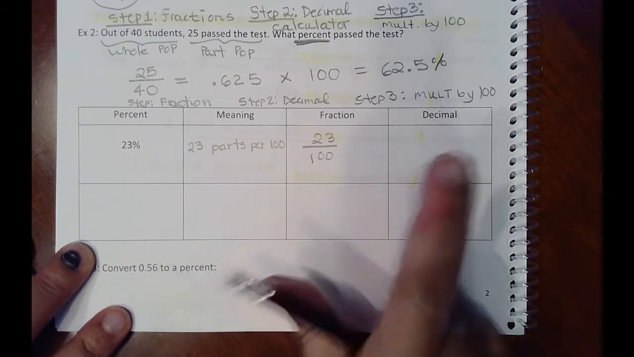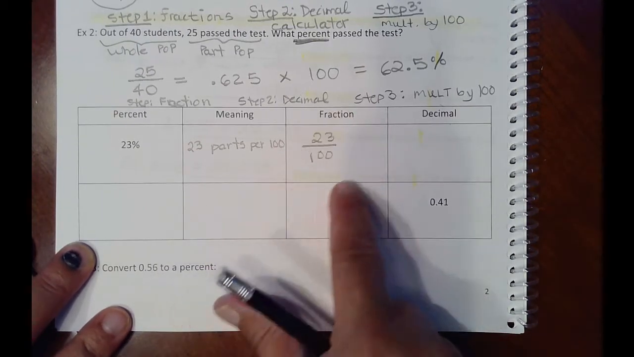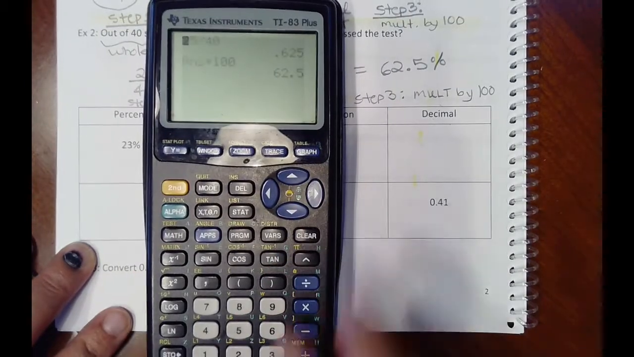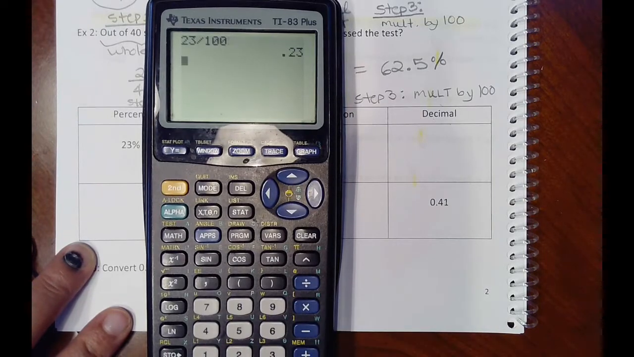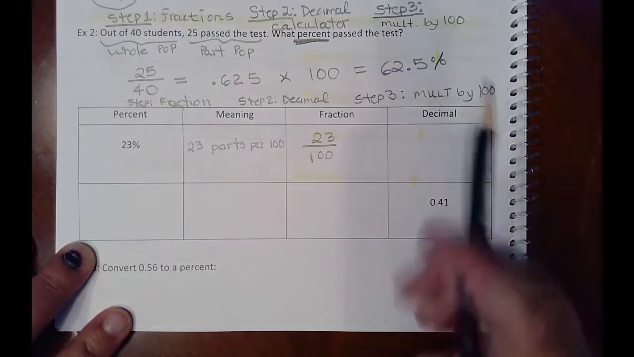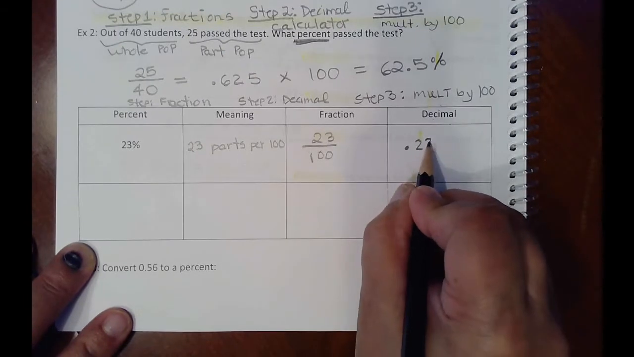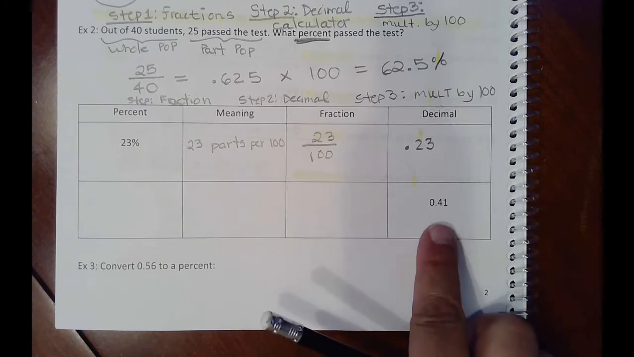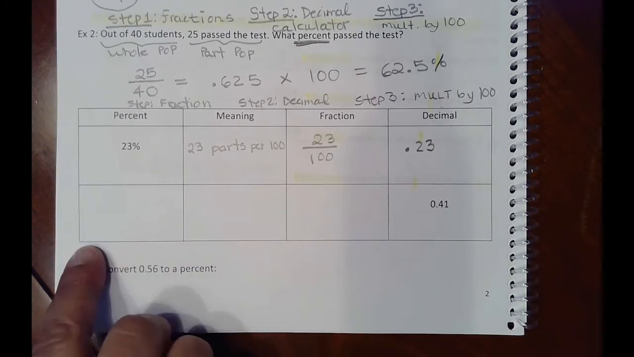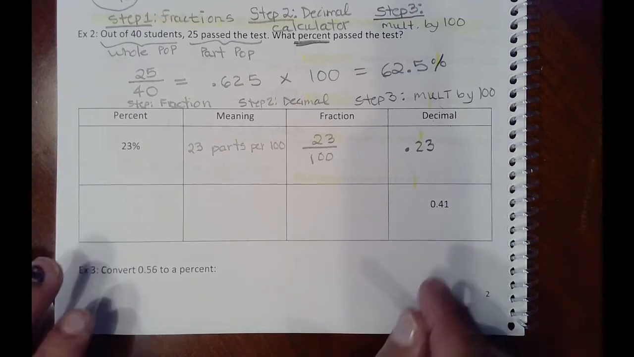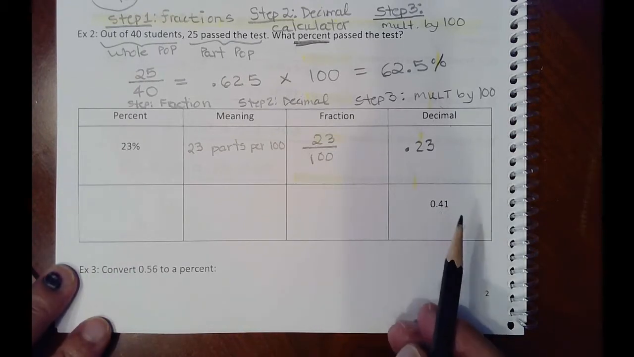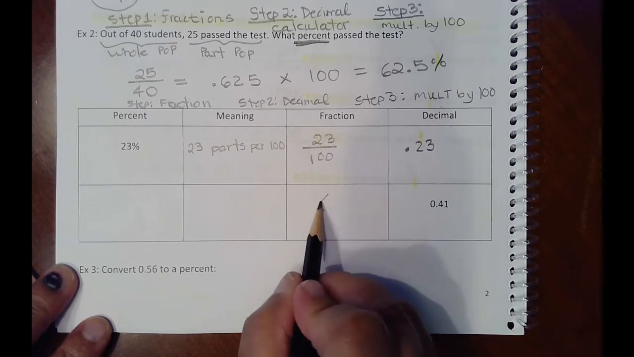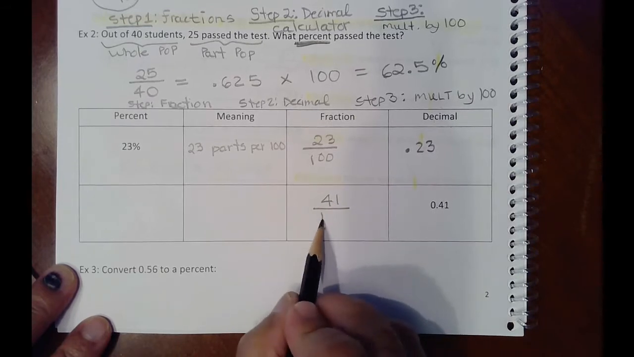And anytime you want to get a decimal from a fraction, you just enter this in your calculator. So 23 divided by 100 will get you the decimal. And that's 0.23. This time we're going back the opposite direction. Here they present us with the decimal first, and we're going to work it all the way back to what percent it is. Okay, so 0.41 as a fraction would be 41 parts per 100.